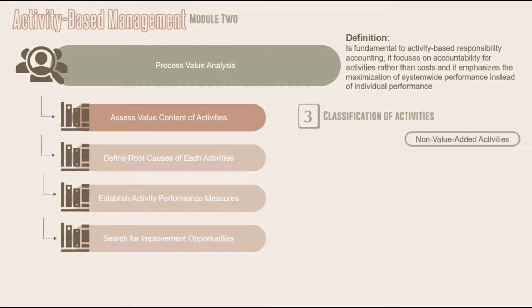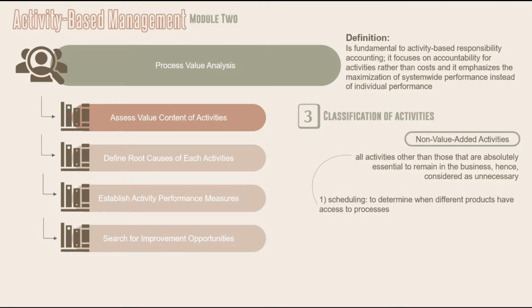Next is non-value added activities, which are all activities other than those that are absolutely essential to remain in the business, hence considered as unnecessary. Non-value activities fall under 5 major categories, which include the first one is scheduling, wherein we determine when different products have access to processes. Number 2, moving, wherein we move materials, work in process, and finished goods from one department to another. Number 3, waiting, wherein we are waiting on to the next process.